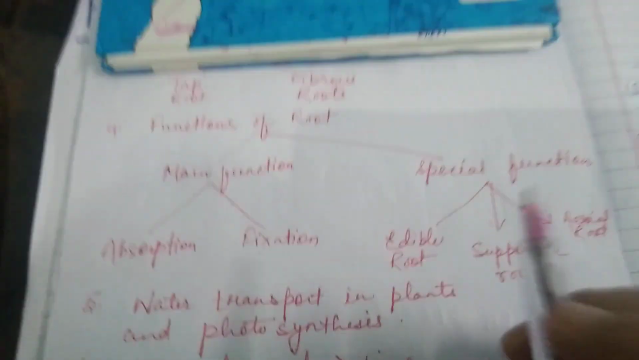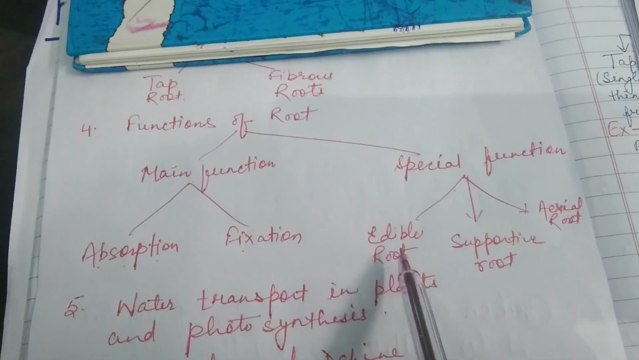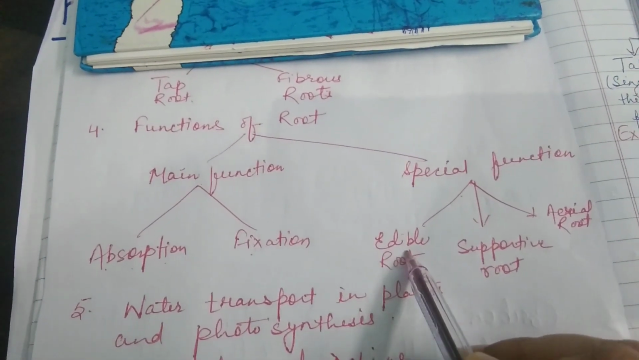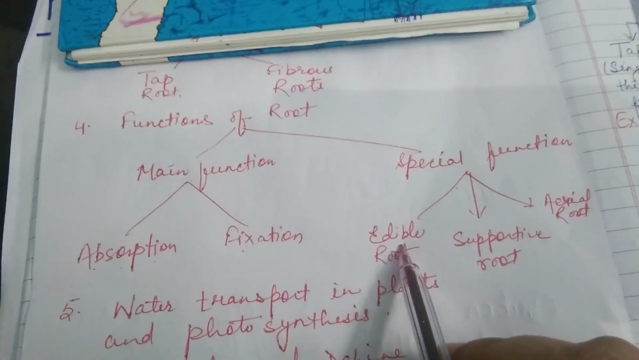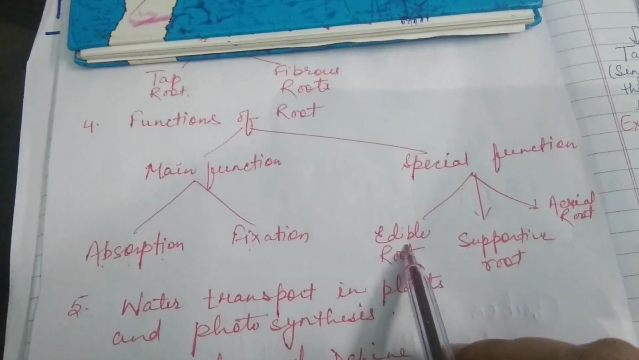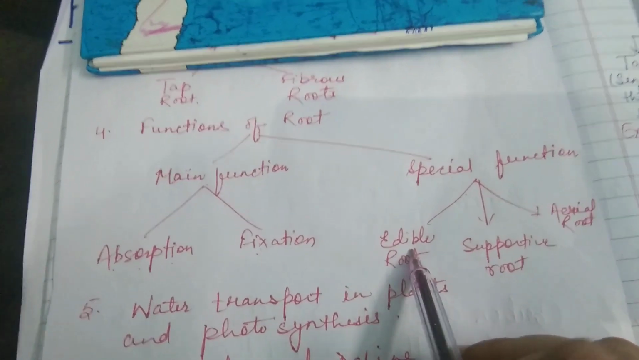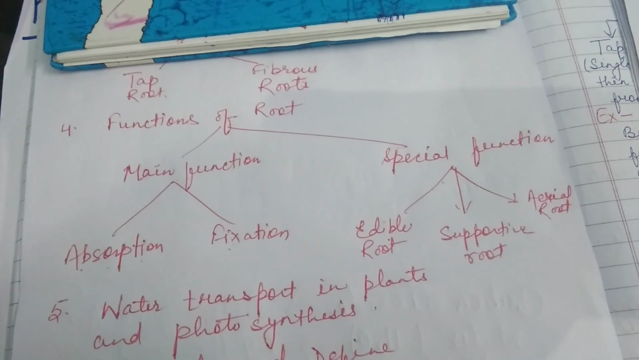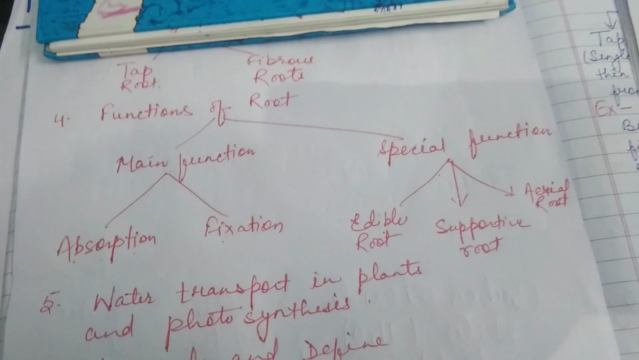Now comes the special functions. Under the special functions we have studied that some roots are eaten, and that's why they are known as edible roots. The edible roots are carrot, radish, beetroot and turnip. These roots store food in them, and that's why they are known as edible roots.